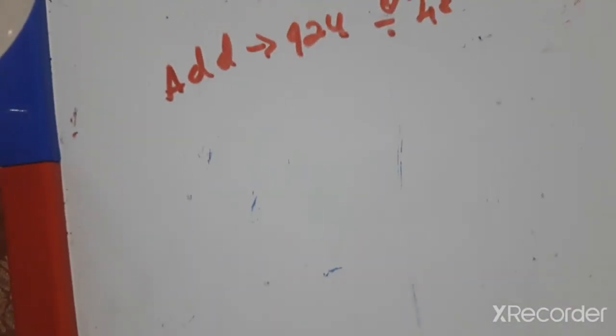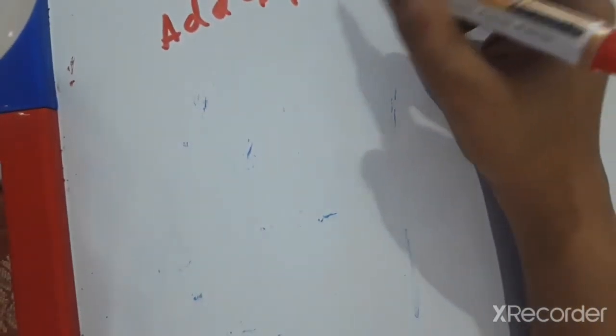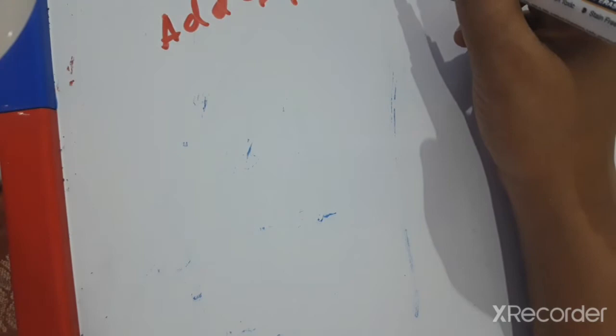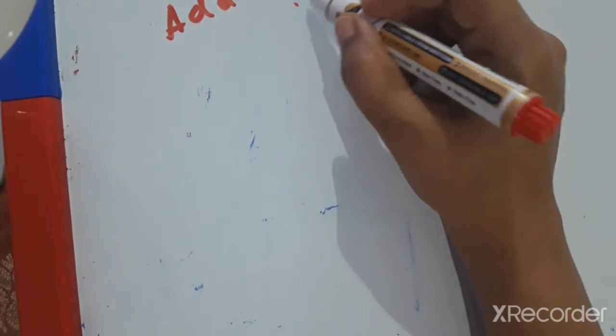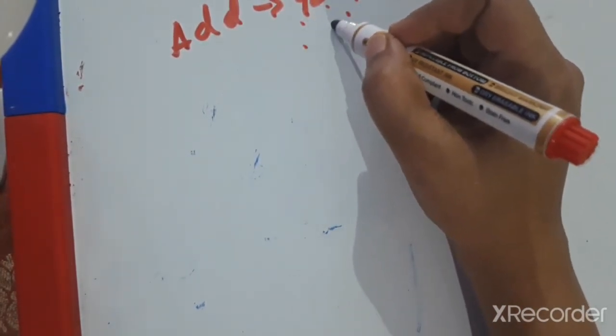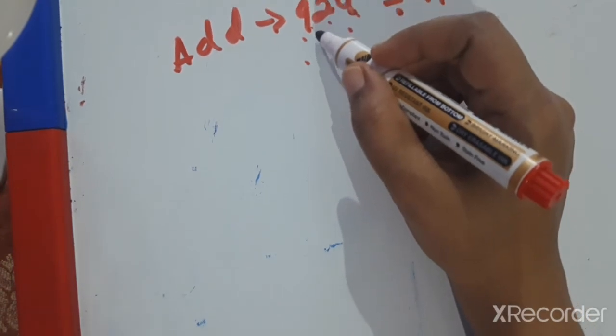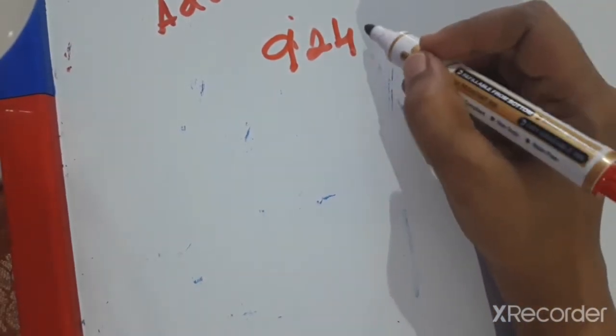Next question. What is the least number that should be added to 924 to make it exactly divisible by 48? Same question, but here subtracted, there added. Added means the given number is 924, and after adding the least number we get more than 924.